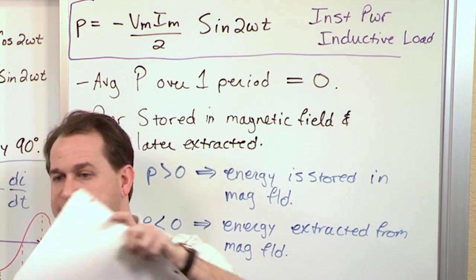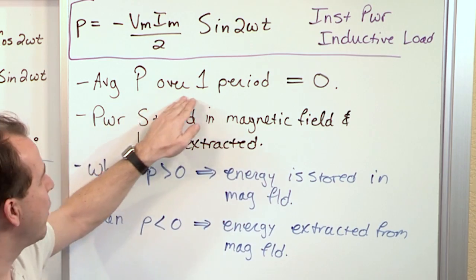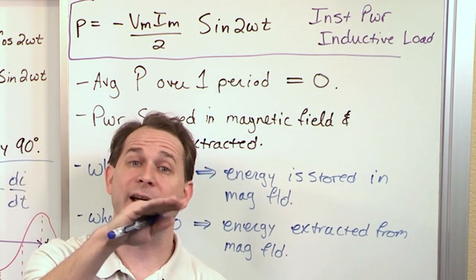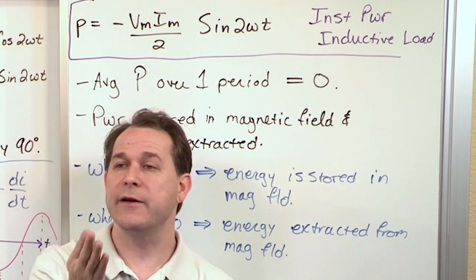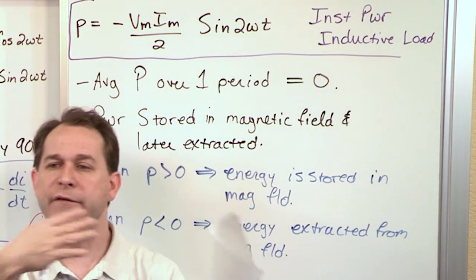So the water is just kind of staying here in my two hands. It's not going anywhere. That's why the average power is always zero, because half the time the inductor is absorbing energy and the other half the time it's delivering energy back to the circuit that gave it the energy to begin with. So it's like this ping pong.